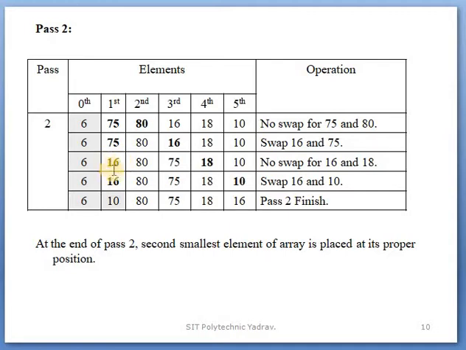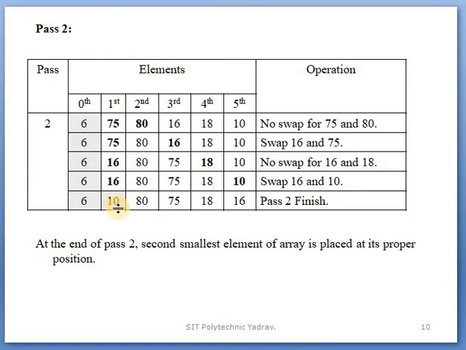After that, the first element 16 is compared. Okay, the 0th element is already sorted, so it is not taken, only the first element. The first element 16 is compared with 18. 16 is not greater than 18, so no swap between them. After that 16 is compared with 10. 16 is greater than 10, so swap the numbers 16 and 10. At the end of pass 2, the second smallest element of the array is placed at its proper position.